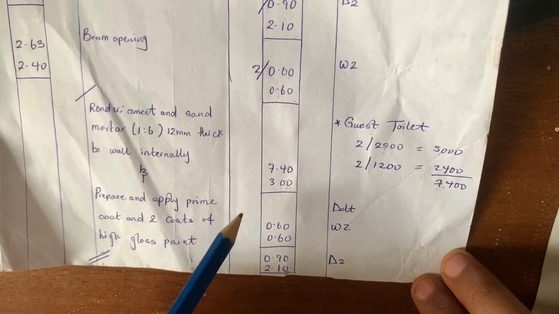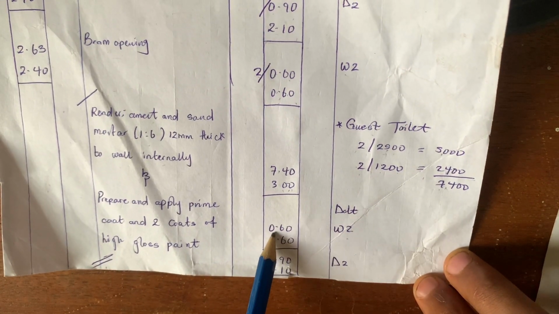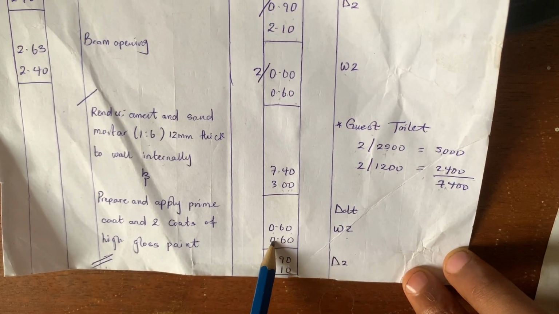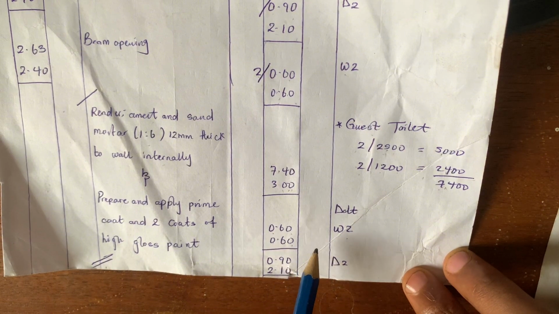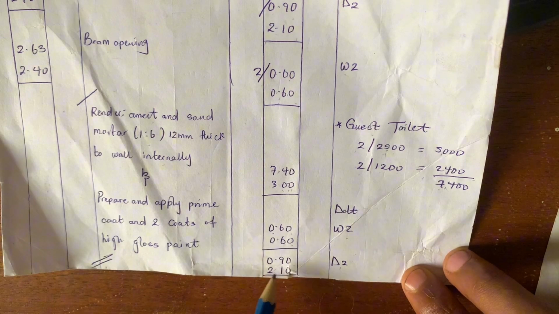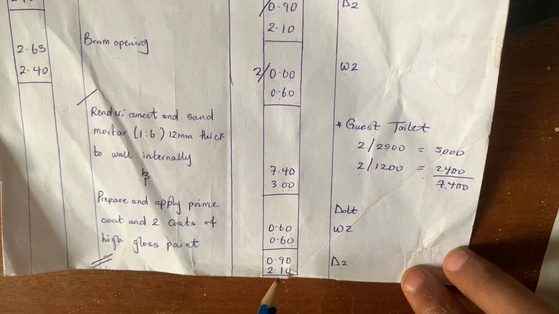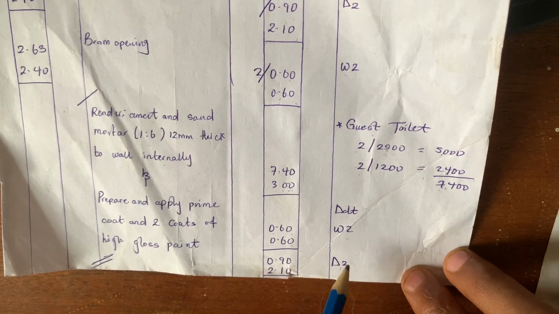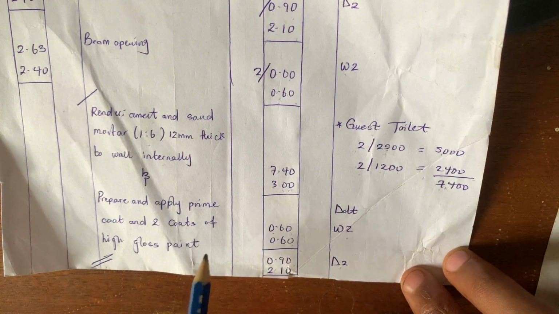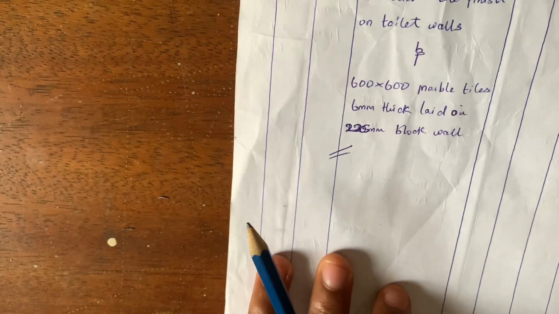So we will deduct window 2. The dimension is 0.60 by 0.60. How many window 2 can you see there? 1. So we close. The next is door 2, and the dimension is 0.90 by 2.10. How many door 2 can we find there? 1. So we close. Doing this, you've booked for the guest toilet. And all that is left is to describe.